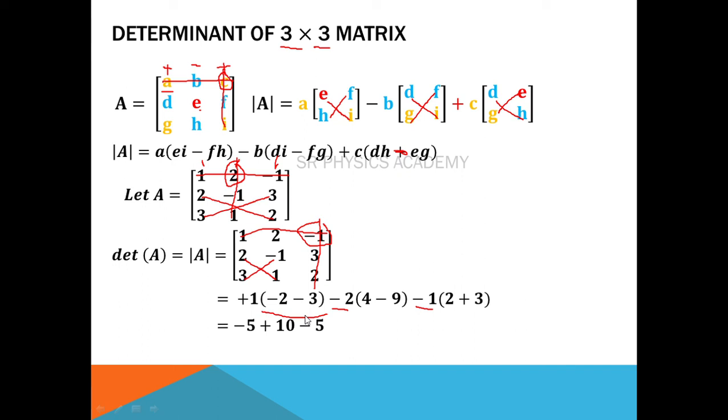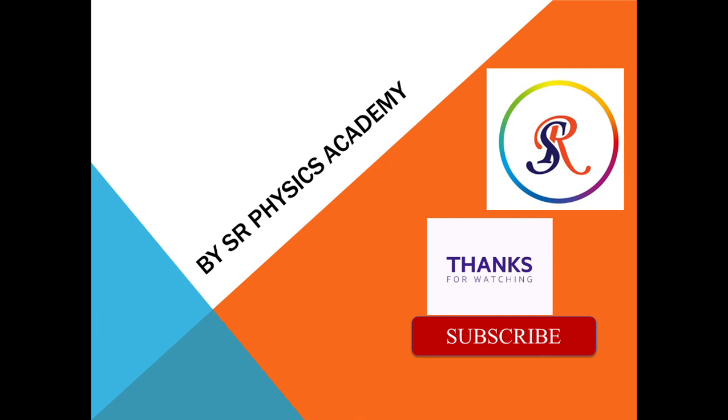We got minus 5 plus 10 minus 2 of minus 4, that is 4 minus 9, minus 5. So minus into minus is plus 10, then minus 5. So at last we get determinant A equal to 0. Hope you understood. Thanks for watching.